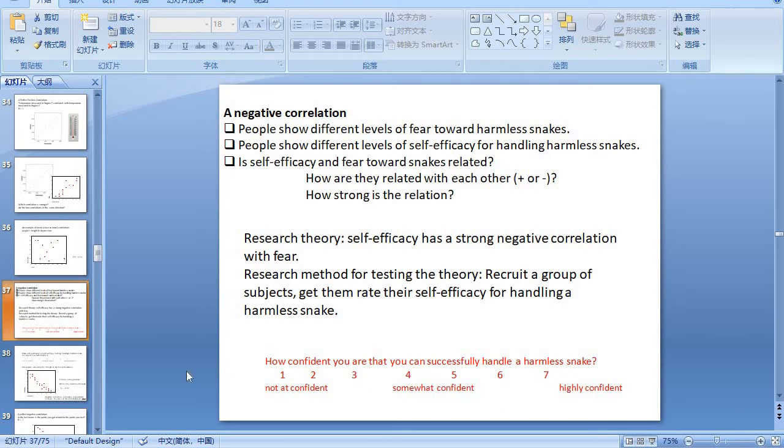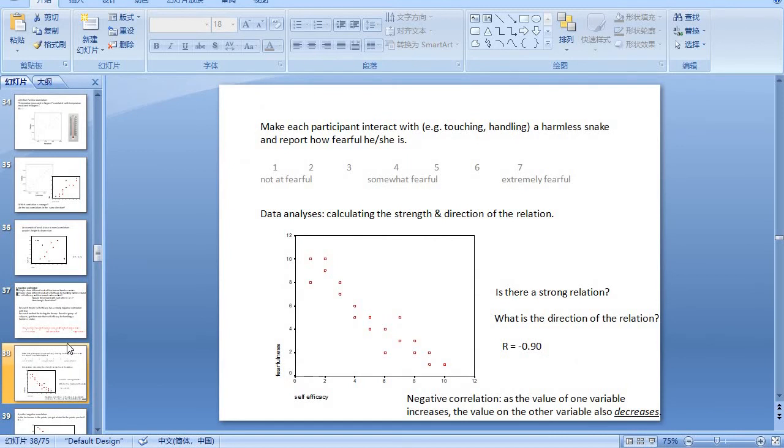This is one variable. Another variable would be how much fear do you have? So you show the subject the snake, and you ask how afraid you are right now, how fearful you are right now. 7 means extremely fearful. I'm freaking out. 1 means I'm not fearful at all. I'm okay. And then 4 and 5 means somewhat fearful.